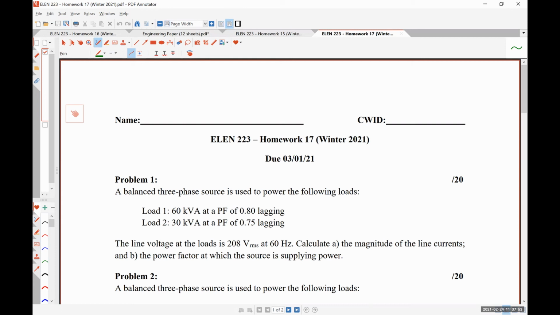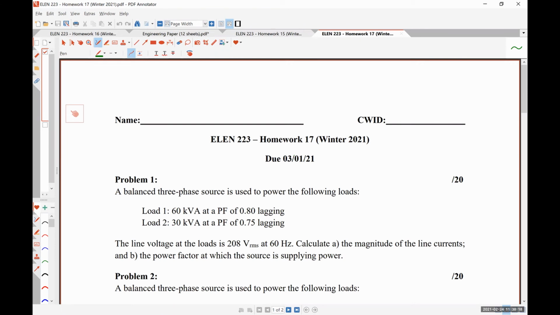So that means that the same voltage drop is occurring over both of them, which is this 208 volts in magnitude. So if you know the apparent power, which you can get from the complex power, that will allow you to calculate the magnitude of the line currents. Calculating the power factor will be exactly like we did in the example problem in class. We don't have a line voltage or anything like that.